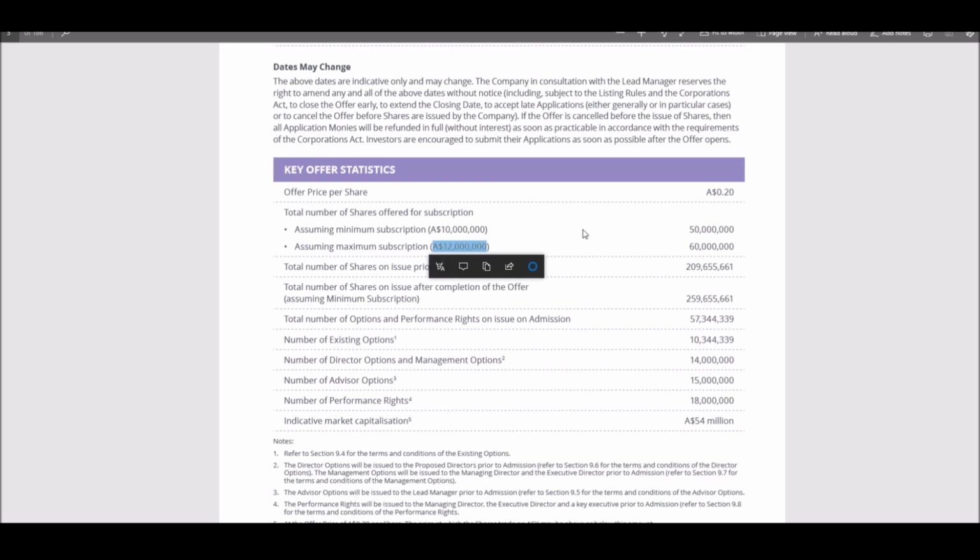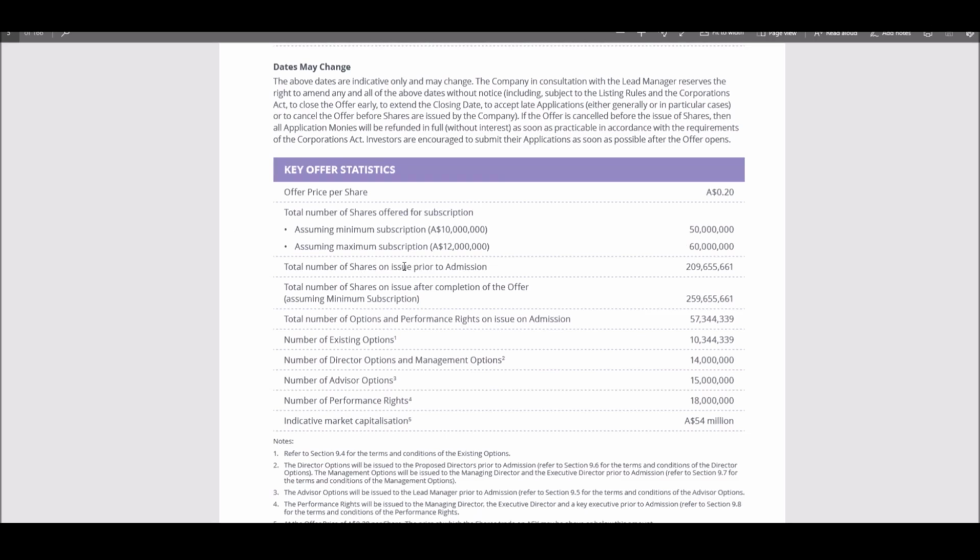That's what it's going to give them. Now, keep in mind, the number of shares isn't going to be 60 million. It's going to be 260 million or close to it. That's because there are shares that already exist prior to the IPO, and that's super important to know.